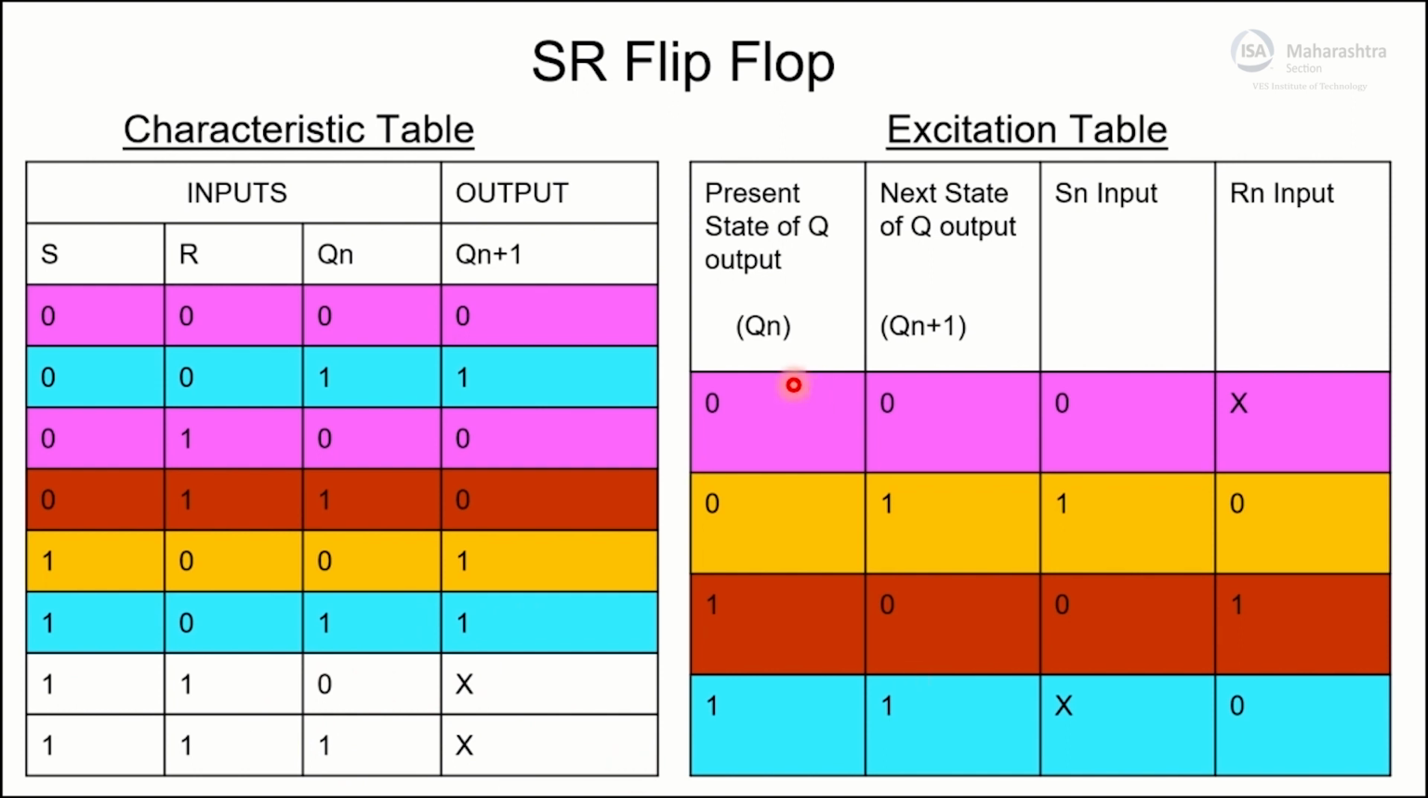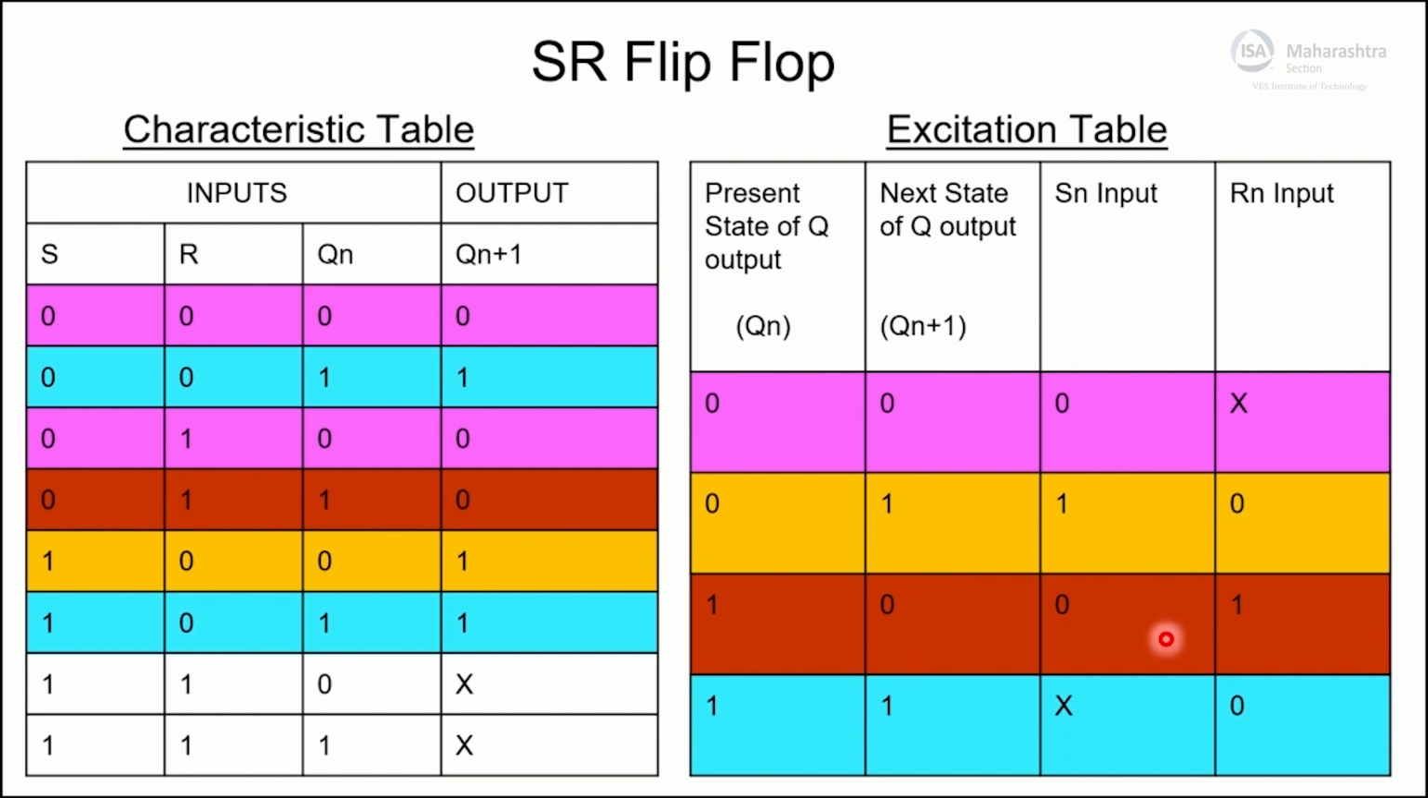Excitation table needs to be drawn taking characteristic table in mind. On LHS, outputs Qn, present state of output, and Qn plus 1, next state of output, are to be written. And RHS has the flip-flop inputs. For SR flip-flop, S and R are the inputs. Once you fill the Qn and Qn plus 1 columns, 0, 0, 1, 1, 0, 1, 0, 1 like that, we will fill the S and R inputs accordingly.